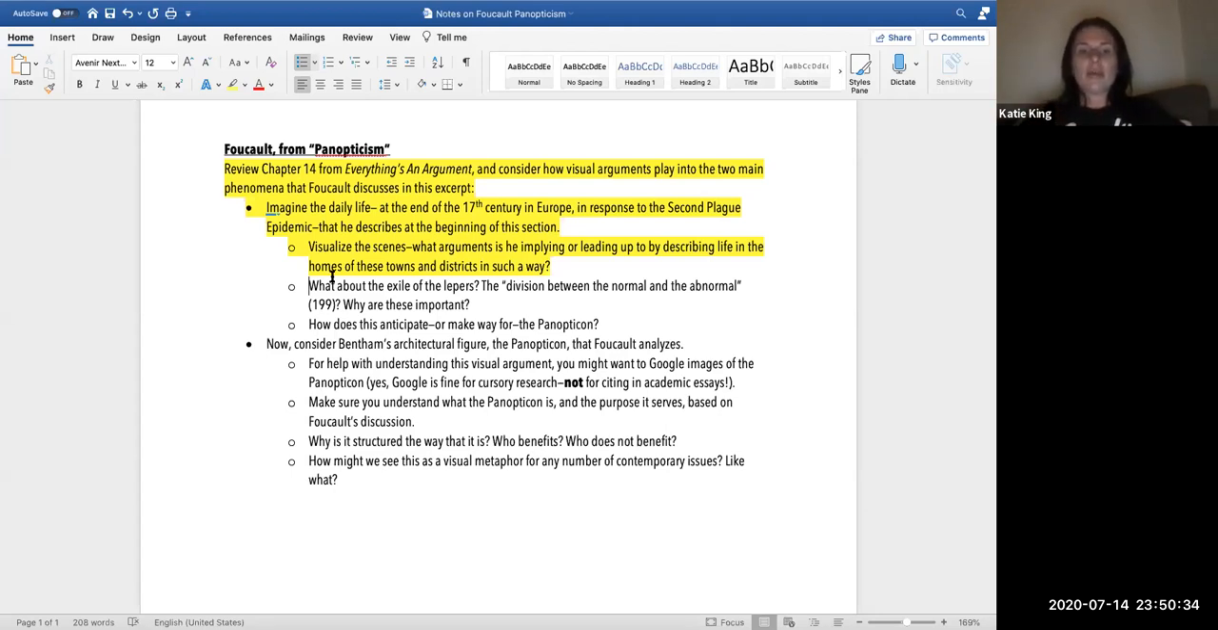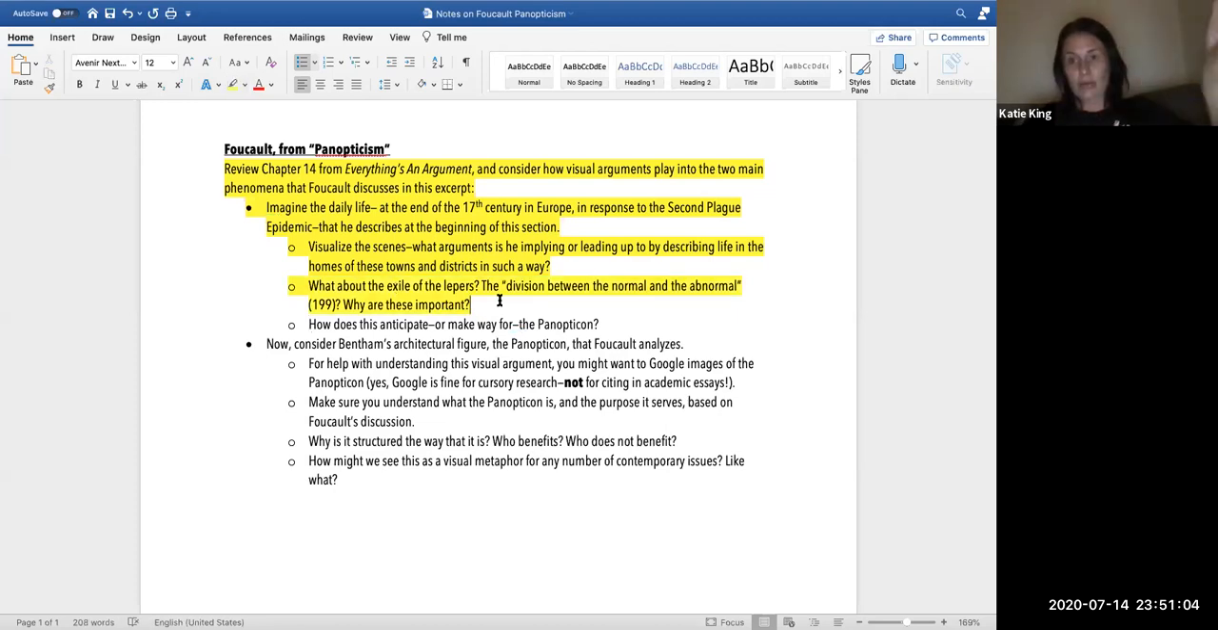So think about those scenes, and then once he gets to around page 199, he starts talking about lepers, right? Because again, we're in the plague. And so we have lepers and not leopards. There are no cute little cats running around. Lepers, people who have been infected with the plague and are in essence dying, but are also contagious. So he talks about the exile of the lepers.